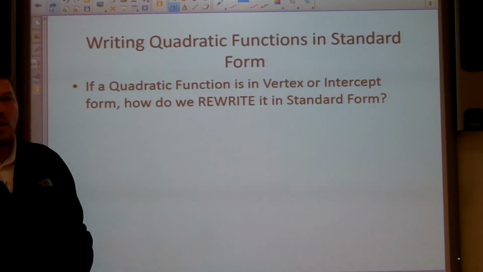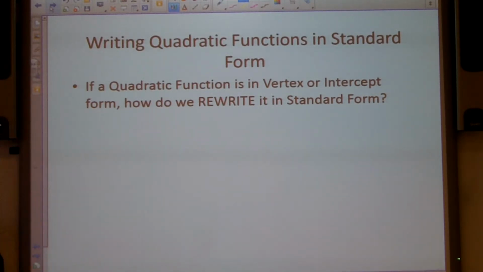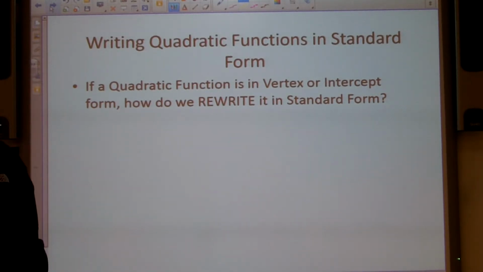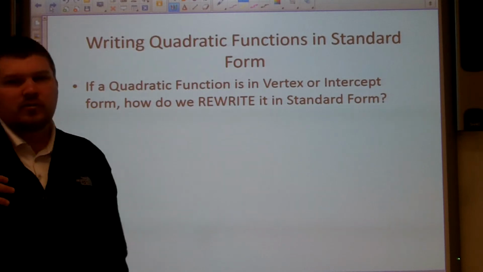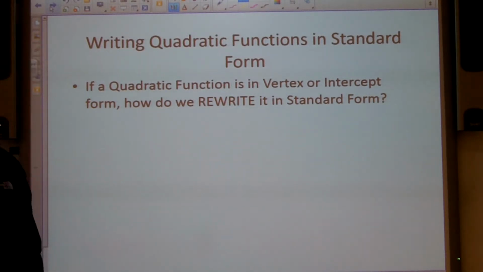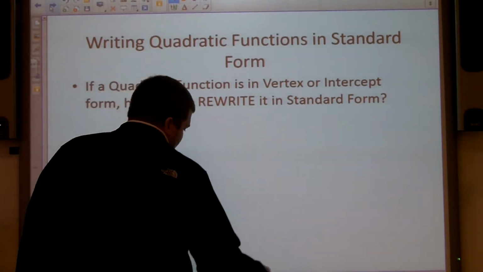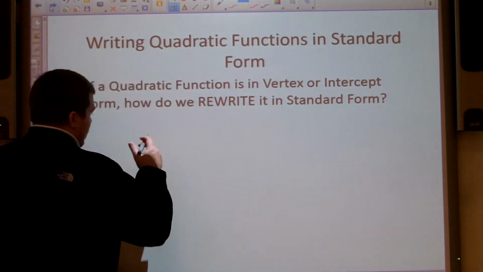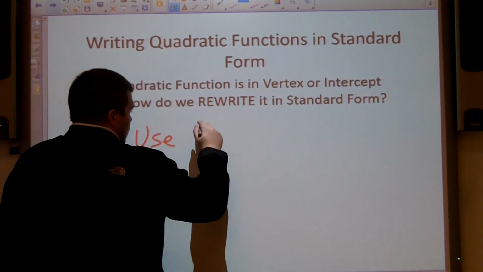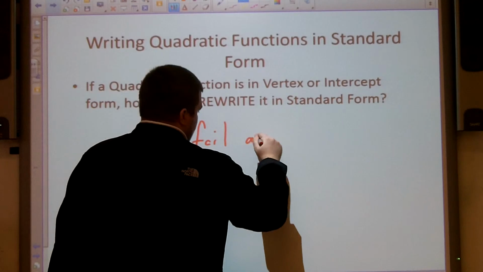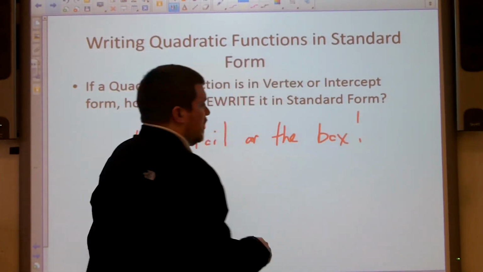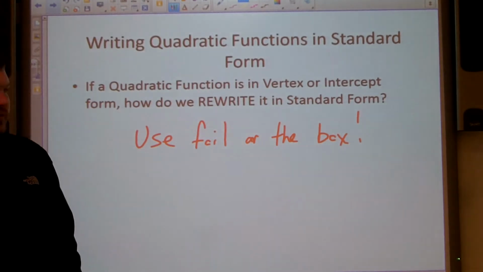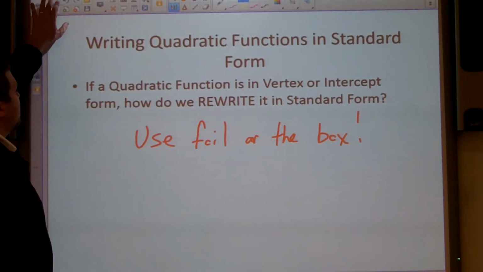Okay? Now, if a quadratic function is in vertex or factored form, sometimes factored form is called intercept form because of the x-intercepts. How do we write it in standard form? Well, that's easy. All we're going to do is use FOIL or the box to expand out the binomial. Use FOIL or the box, and we're going to simplify. I personally prefer the box.